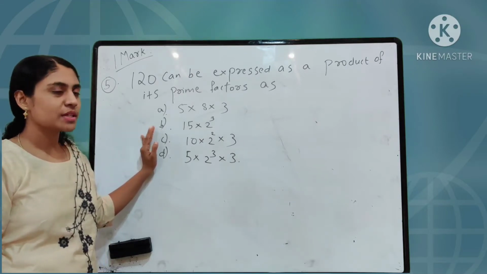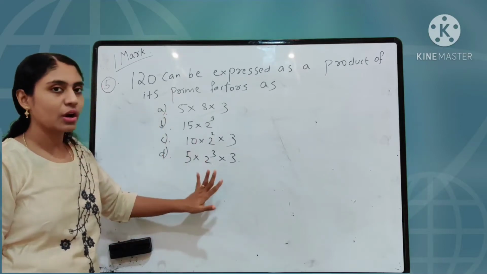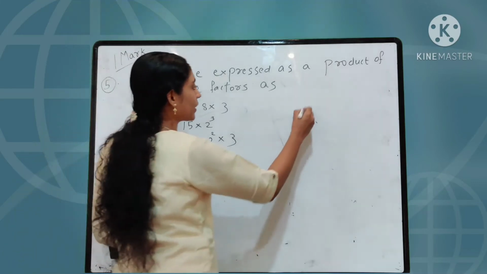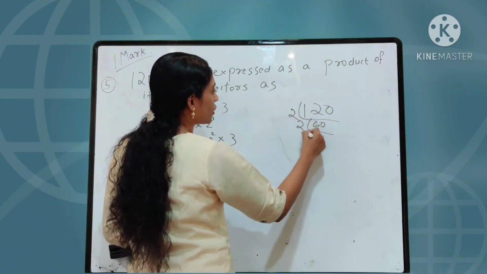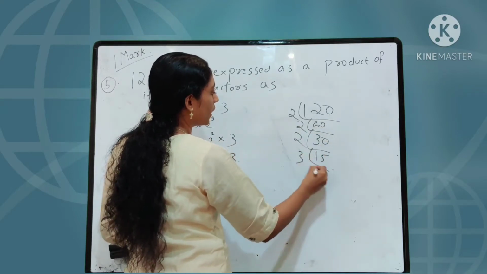120 can be expressed as a product of its prime factors as dash. You have to find the prime factors of 120. Easy one, right? So what are the prime factors of 120? Let's find out. 2, 60, again 2, 30, 2, 15, 3, 5, right?